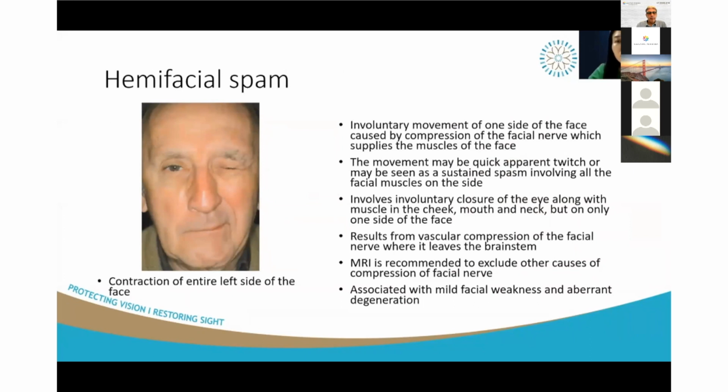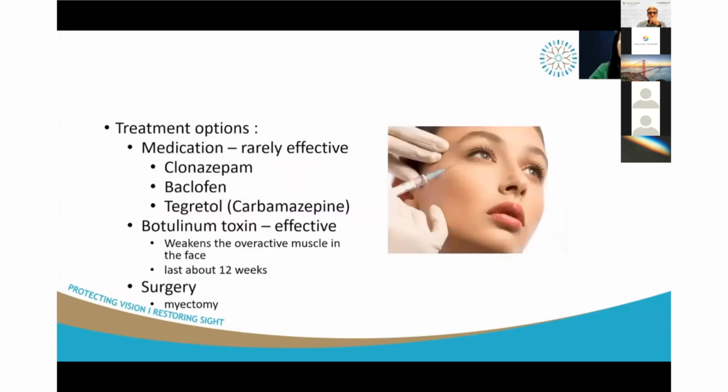It involves involuntary closure of the eye along with muscles in the cheek, mouth, and neck, but on only one side of the face. It results from vascular compression of the facial nerve where it leaves the brainstem. MRI is recommended to exclude other causes of compression of the facial nerve. It is associated with mild facial weakness and apparent degeneration. Treatment options include medications, Botox injections, and surgery.